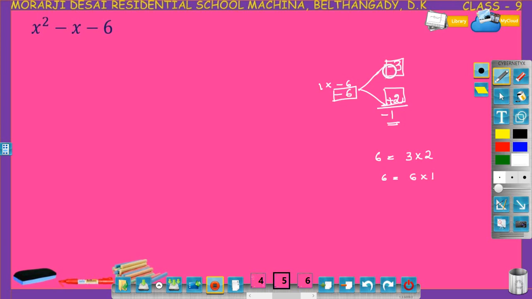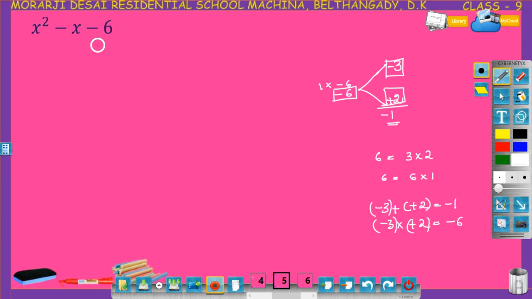Now minus 3 and plus 2 add. While finding the sum, numbers have different signs, which means subtract. 3 minus 2 is 1. The bigger number's sign is minus. So minus 3 plus 2 is equal to minus 1. Minus 3 into plus 2 is equal to minus 6. So the two numbers are minus 3 and plus 2.